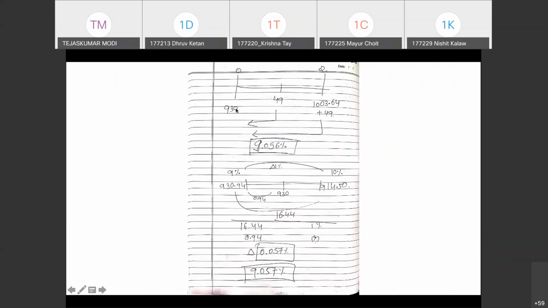930 is what I'm paying at time 0. 1003.64 is the price at which I'm selling after 2 years. What is the yield I have generated? How much did I earn in percentage? That is what I'm asking, right?